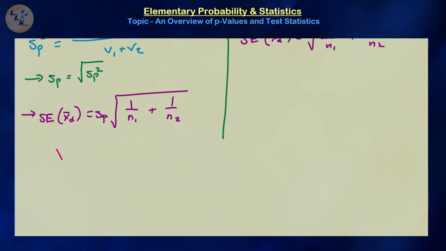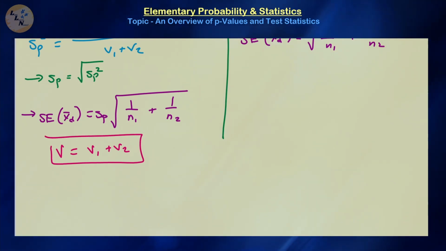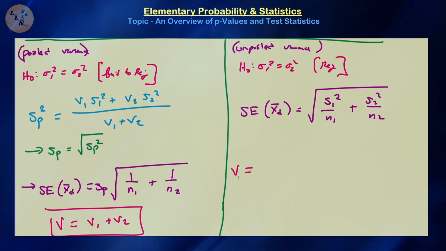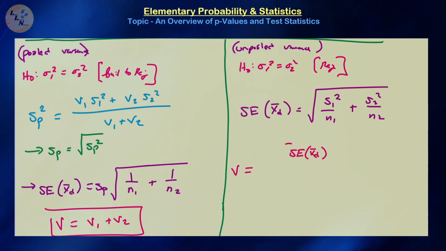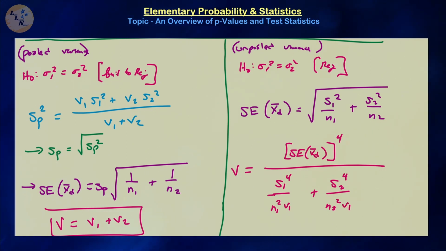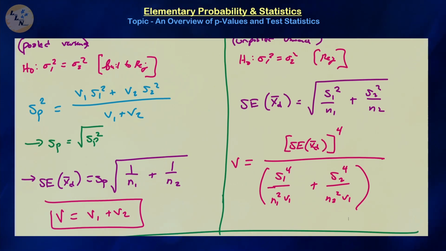So the degrees of freedom for a pooled variance t-test is going to be equal to v1 plus v2, the degrees of freedom, or the denominator of the pooled variance, and the degrees of freedom for the unpooled is slightly messy, but this is going to be equal to the standard error associated to the point estimate for x bar d in the unpooled world to the power of 4, all divided by s1 to the power of 4 all over n1 squared v1 plus s2 to the power of 4 divided by n2 squared times v1. Right? So in some sense that is a weighted degrees of freedom.